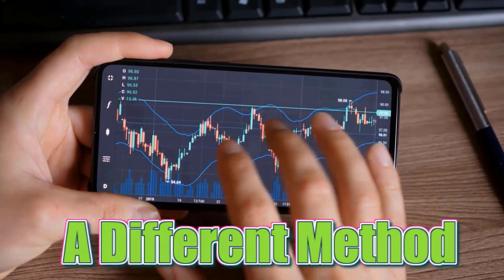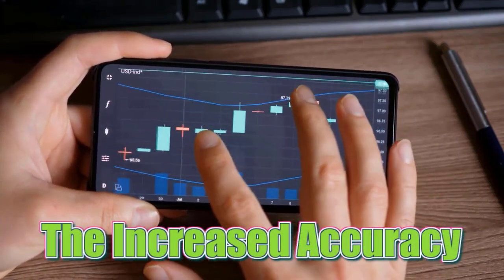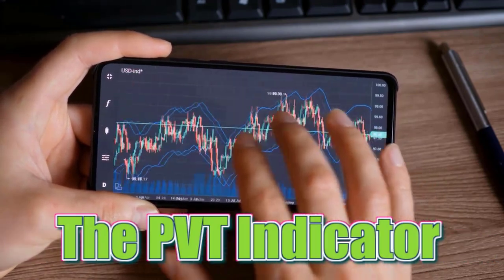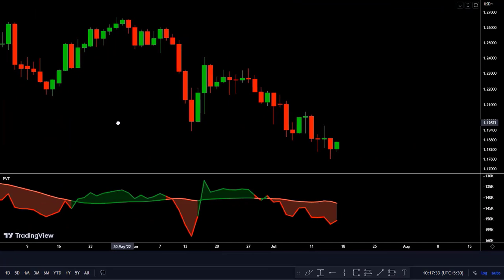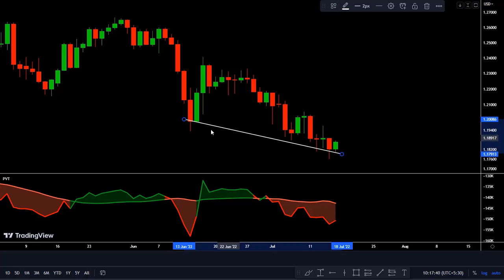A different method, which will usually be used by more experienced traders because of the increased accuracy, involves looking at the differences between the price and the PVT indicator. Here we can see that the price is making lower lows. This shows us that the price is in a bearish trend.